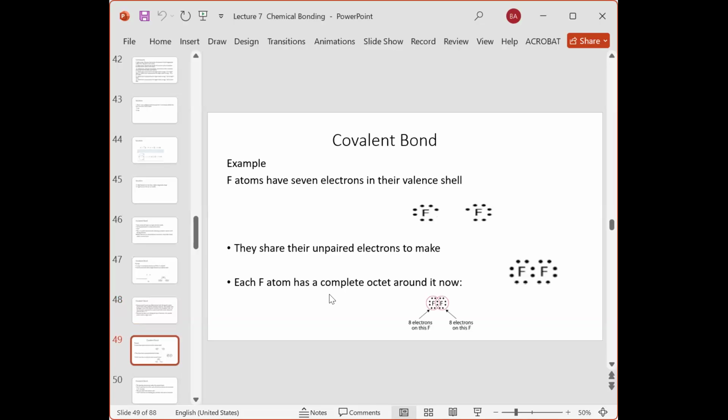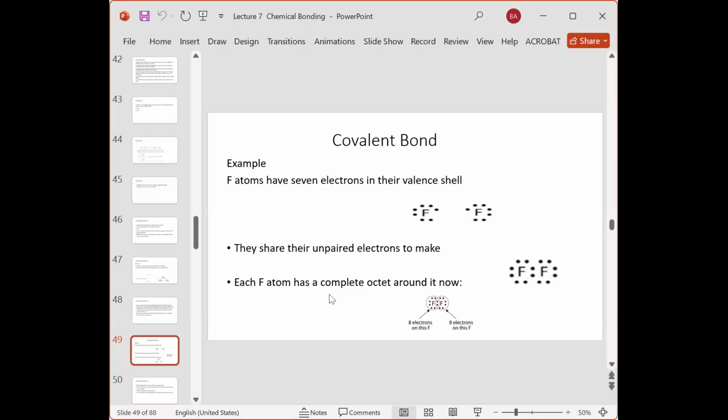Fluorine, it has how many? 1, 2, 3, 4, 5, 6, 7. It has 7 valence shell electrons. All right. So the fluorine, because it has 7, you want to satisfy the octet rule. So you want to have 8 electrons on this atomic shell.